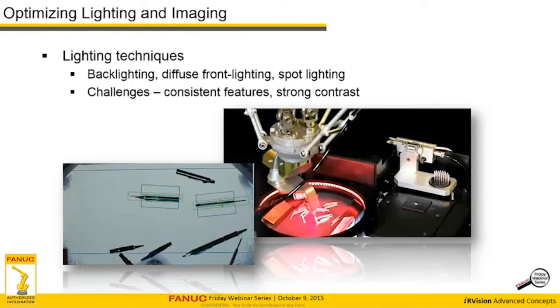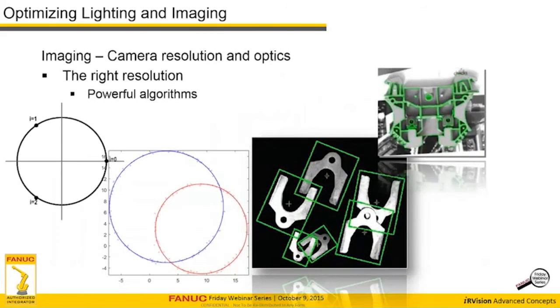Now, I by no means have given you a complete discussion of lighting. Again, that's covered in another webinar, but the point is, consider the possibilities of a variety of lighting. Don't just use a single lighting source, and find something that works specifically for your application. The challenge is, as always, consistent features over a variety of part types, part presentations, and of course, the strong contrast that we need between the foreground and the background when we're locating the part. With that, let's move on to imaging.